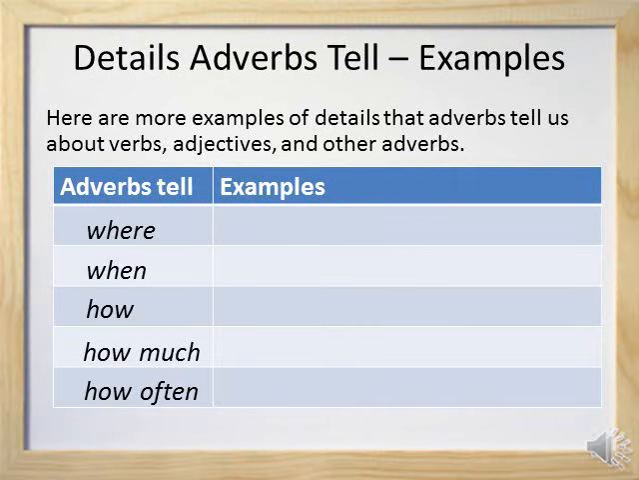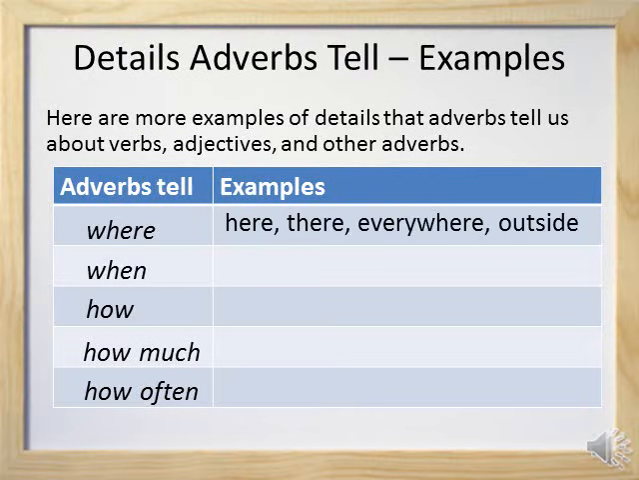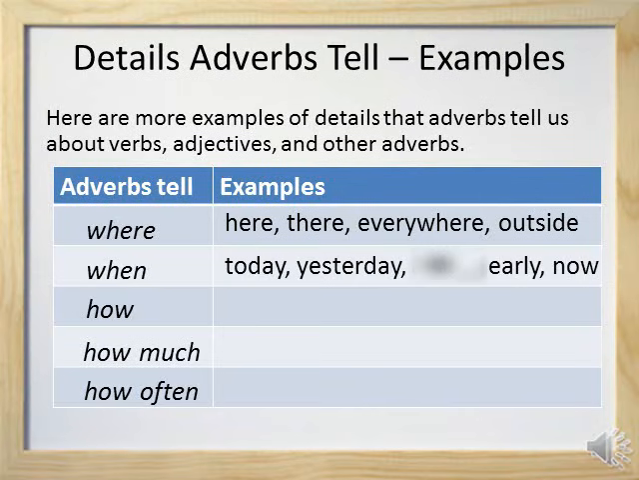Details adverbs tell. Examples. Here are more examples of details that adverbs tell us about verbs, adjectives, and other adverbs. Where? We saw the adverb here in a sentence on the previous slide. Other adverbs that tell where include there, everywhere, and outside. When? We saw the adverb today, but also the adverbs yesterday, Friday, early, and now all tell when something happened.